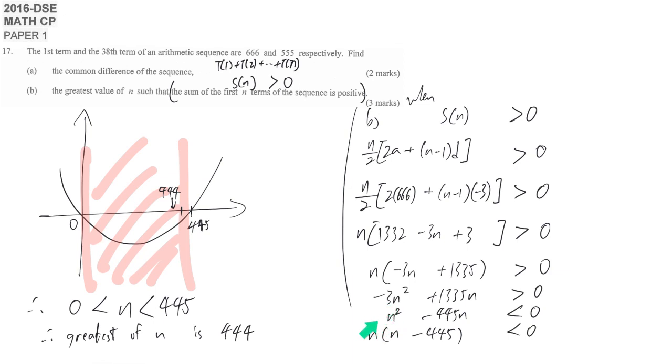If you make it a positive coefficient for n squared, smaller than, then it will be bounded between. If it is larger than, then there will be two regions.